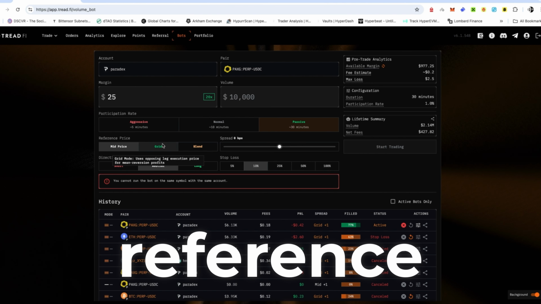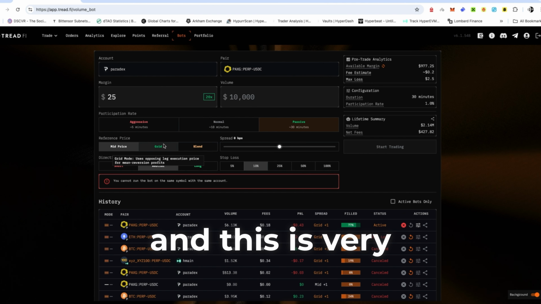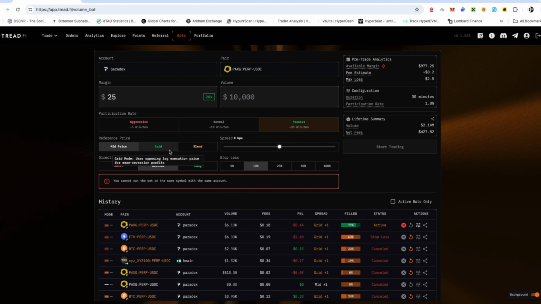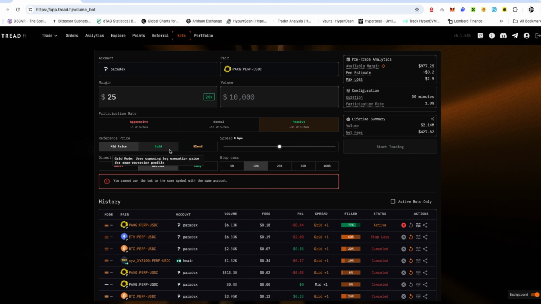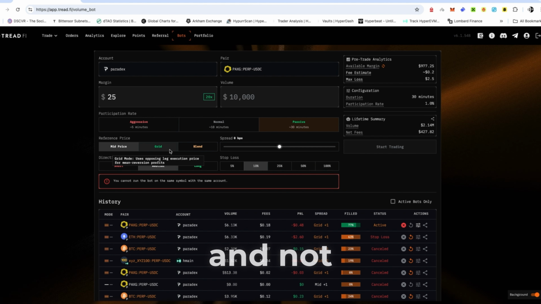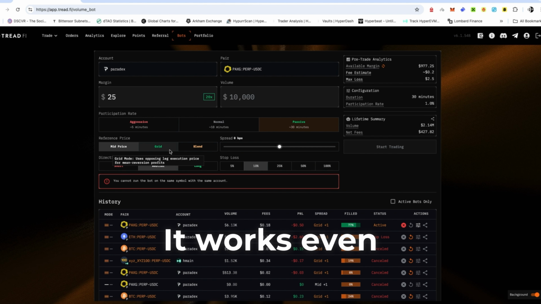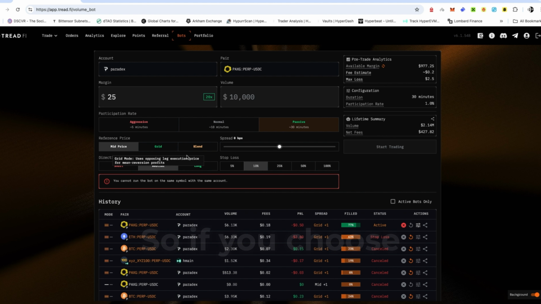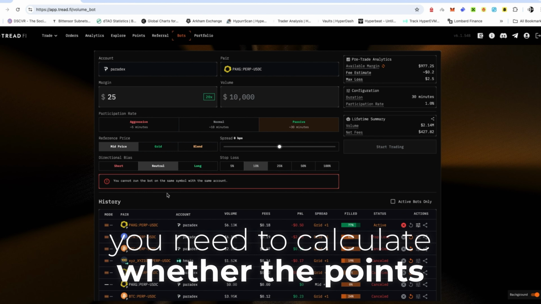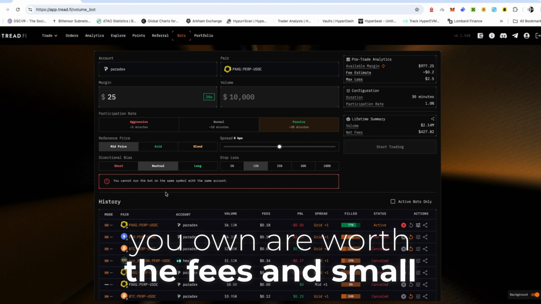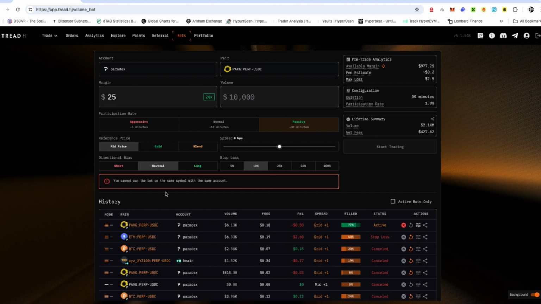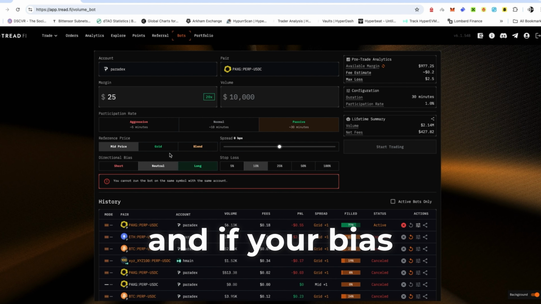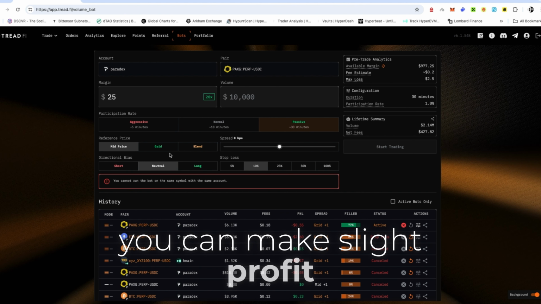And next is reference price, and this is a very important setting. The first option is mid price. Mid price is mainly optimized for volume and not PNL. It works even if the market is trending, but you will usually incur a small negative PNL. So if you choose mid price, you need to calculate whether the points you earn are worth the fees and small losses. You can also apply directional bias like long, short, or neutral, and if your bias is correct, you can make slight profit.